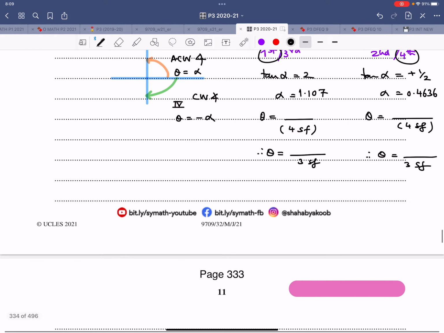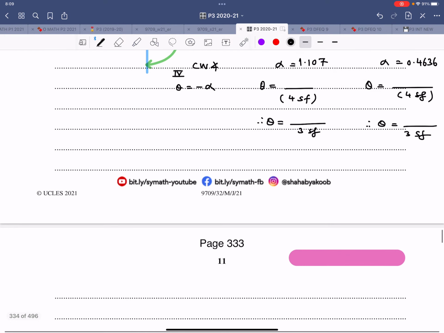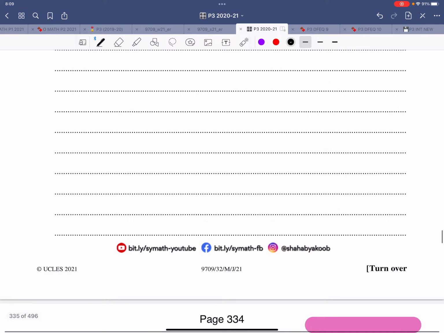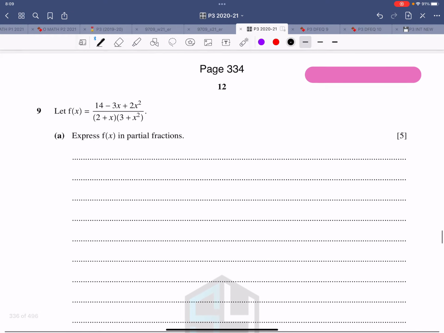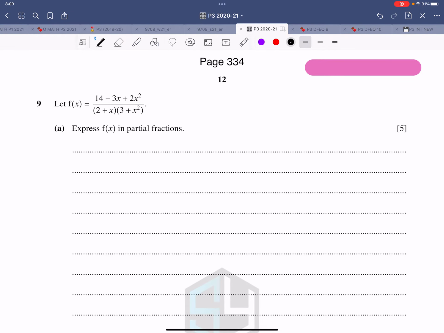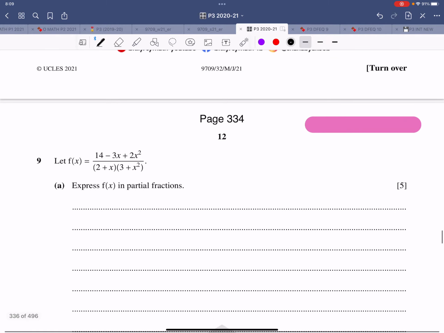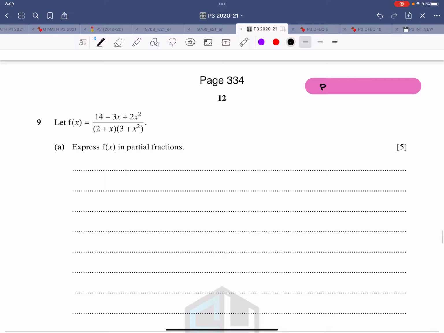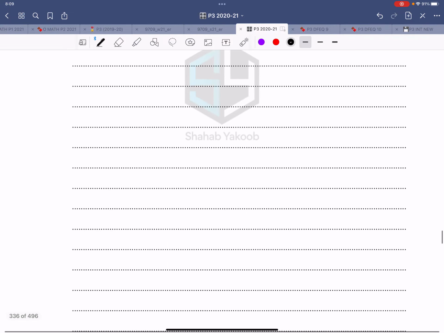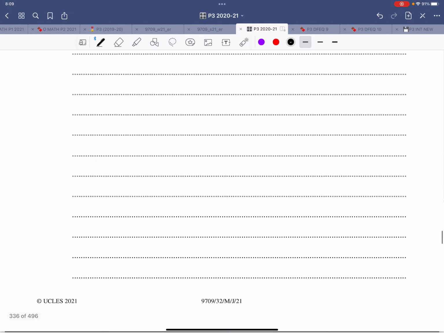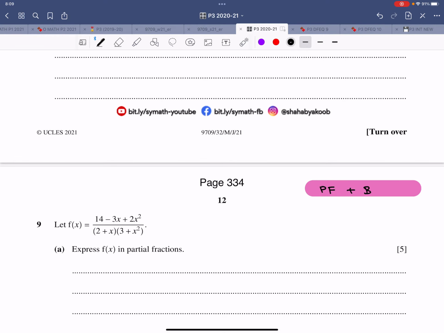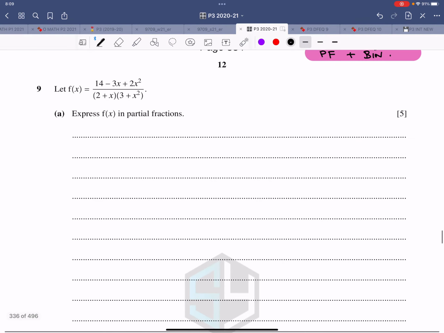So what else is there? Extra space. Question number 9. Let's focus on question number 9. What does it say? It says express in partial fraction. I mean, this is too basic. This is partial fraction plus what? Integration or binomial? This is partial fraction plus binomial. So therefore this is 14 minus 3x plus 2x square divided by 2 plus x and 3 plus x square.